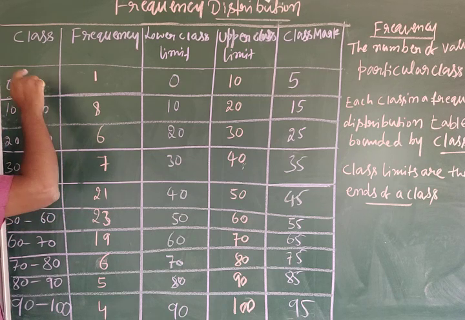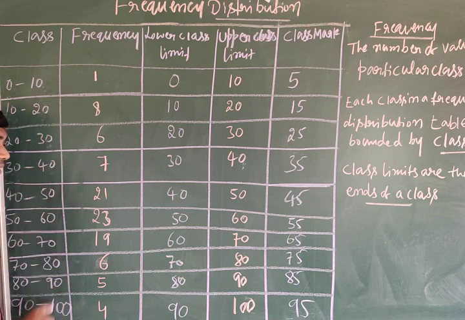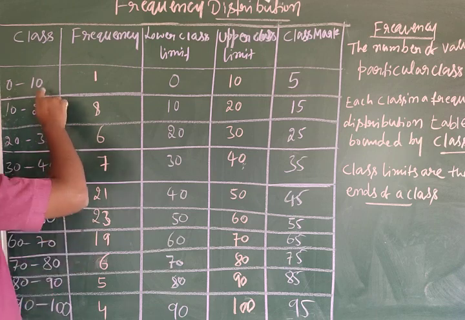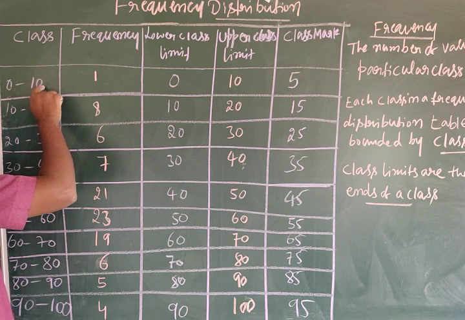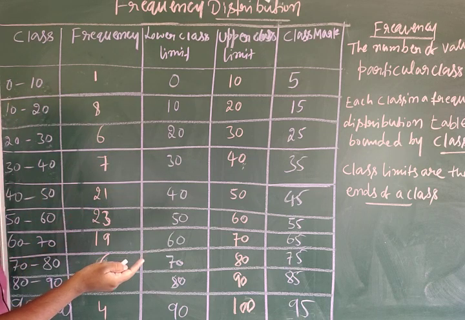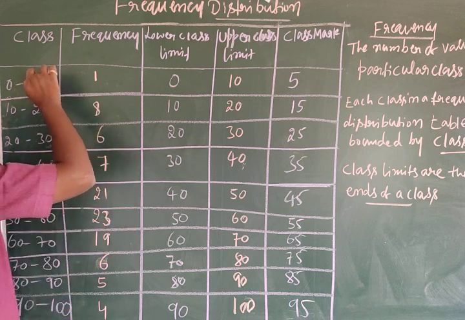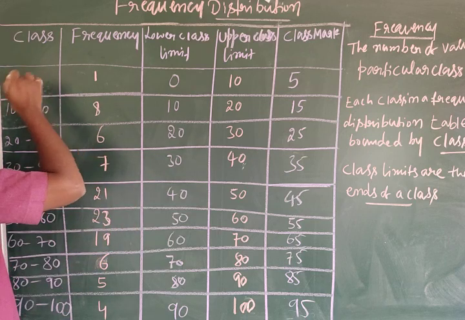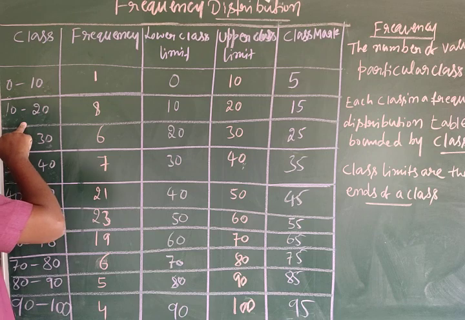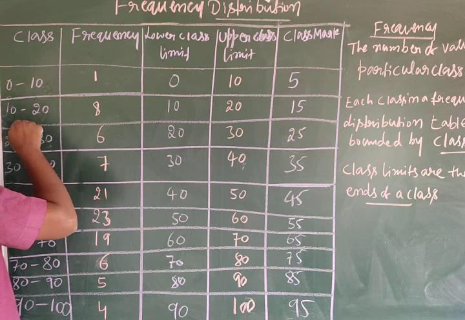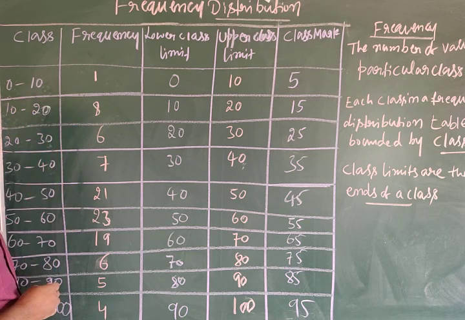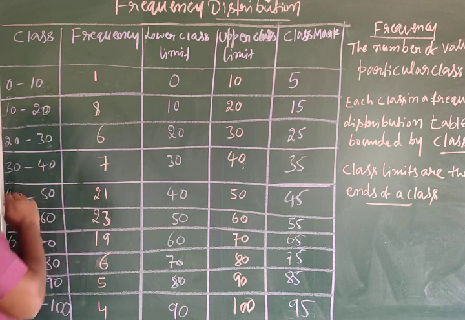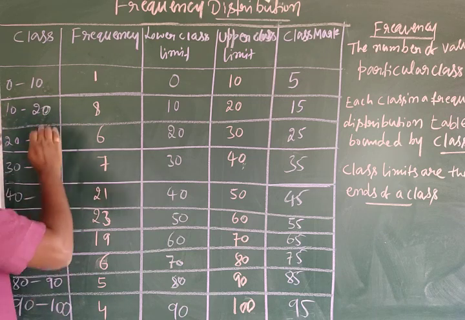Here, the upper limit is excluded. In this type of distribution, the upper limit is excluded. Excluded means it is not counted in this class; it will be counted in the next class. You can observe that. So here 20 is the upper limit, but it is excluded. Excluded means it is not included while calculating.